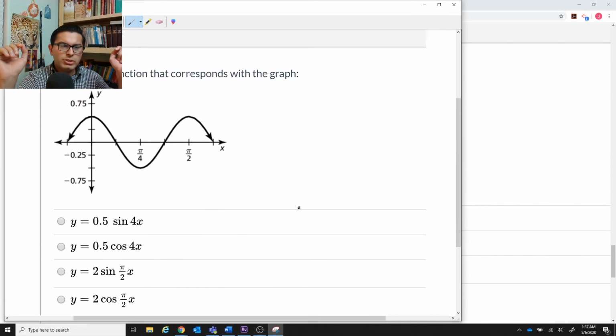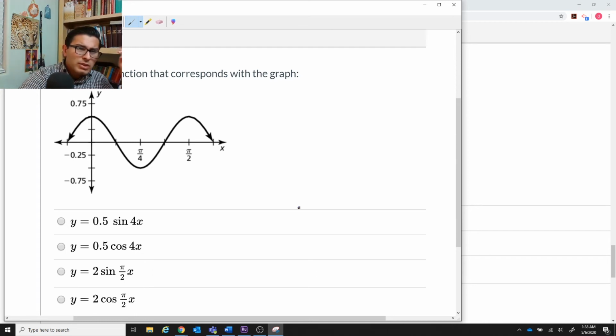Question number 15 says identify the function that corresponds with the graph. So we need to find information about our graph and apply it to a function. Now usually I would say that the best way to do this is just to build a function and see which one matches. But we can correlate some of the things. I would say the first thing to look at would be the amplitude, because that is really easy to look at on the graph and in our equation. So let's do that right now.